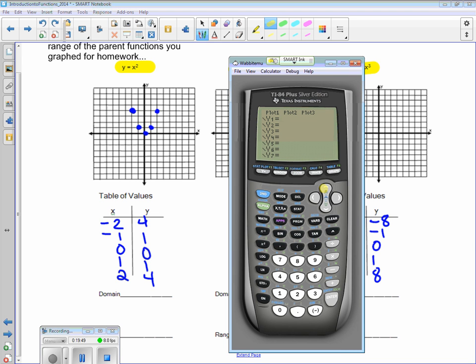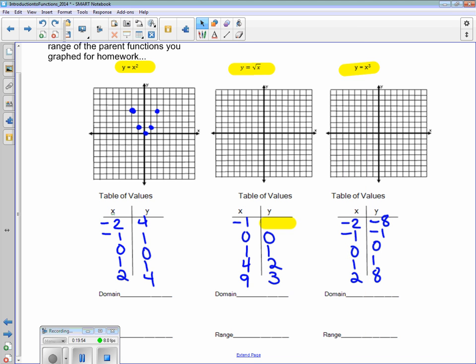If by chance it has a plot 1, 2, or 3 darkened, I want you to undarken it. So let me show you what I mean here.